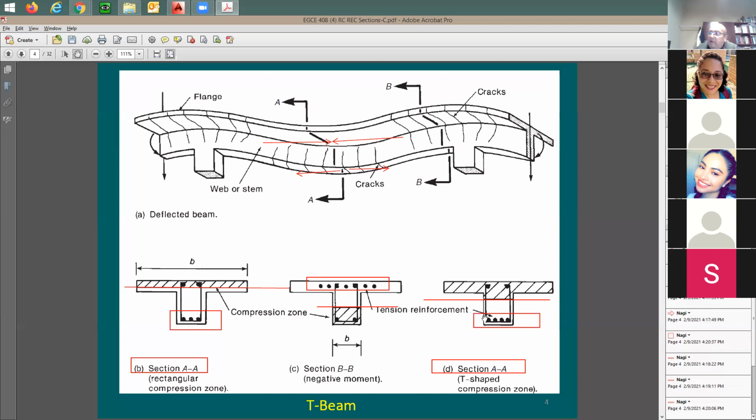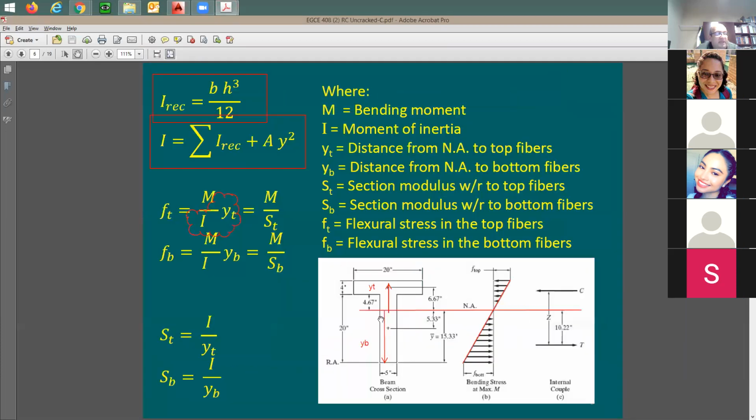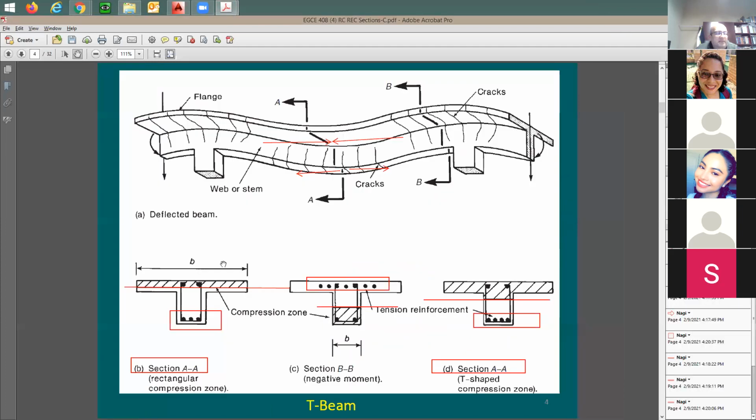You remember how we did the neutral axis here in the cracked section? Okay, let me put it back. I'm going to say the neutral axis is here. How did you come up with this 4.67? We did some analysis, and based on this, we're able to find the neutral axis location. So it depends on the numbers, the web width, the reinforcing bars, the slab thickness, and the whole thing, based on this geometry.